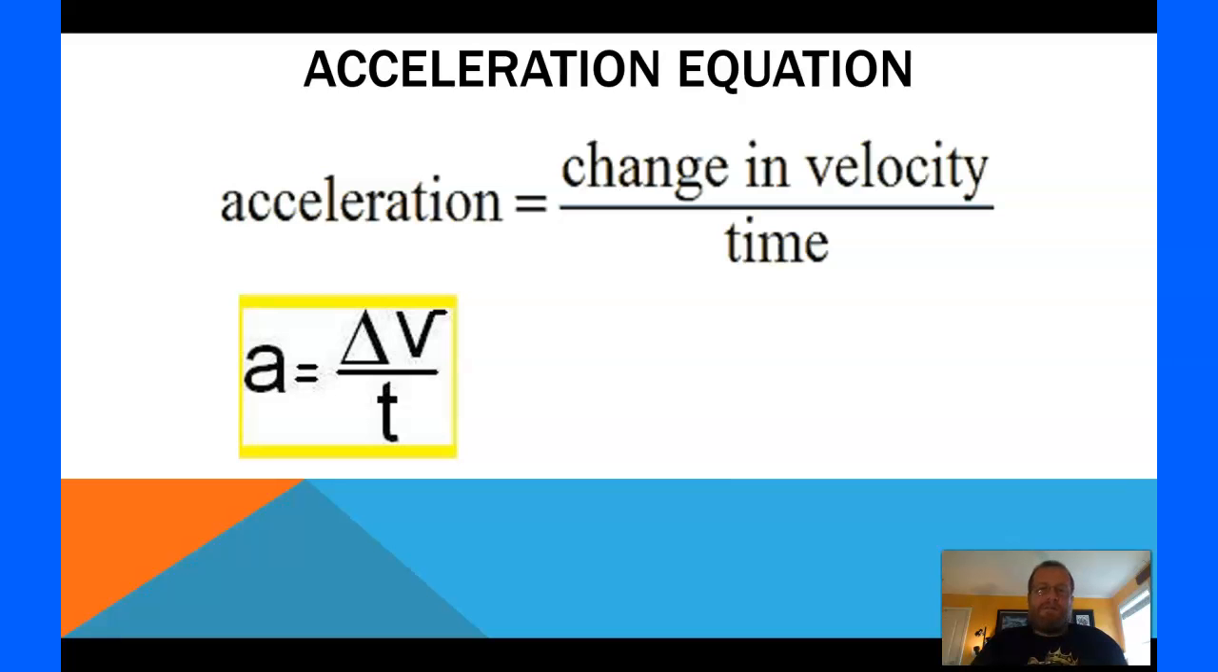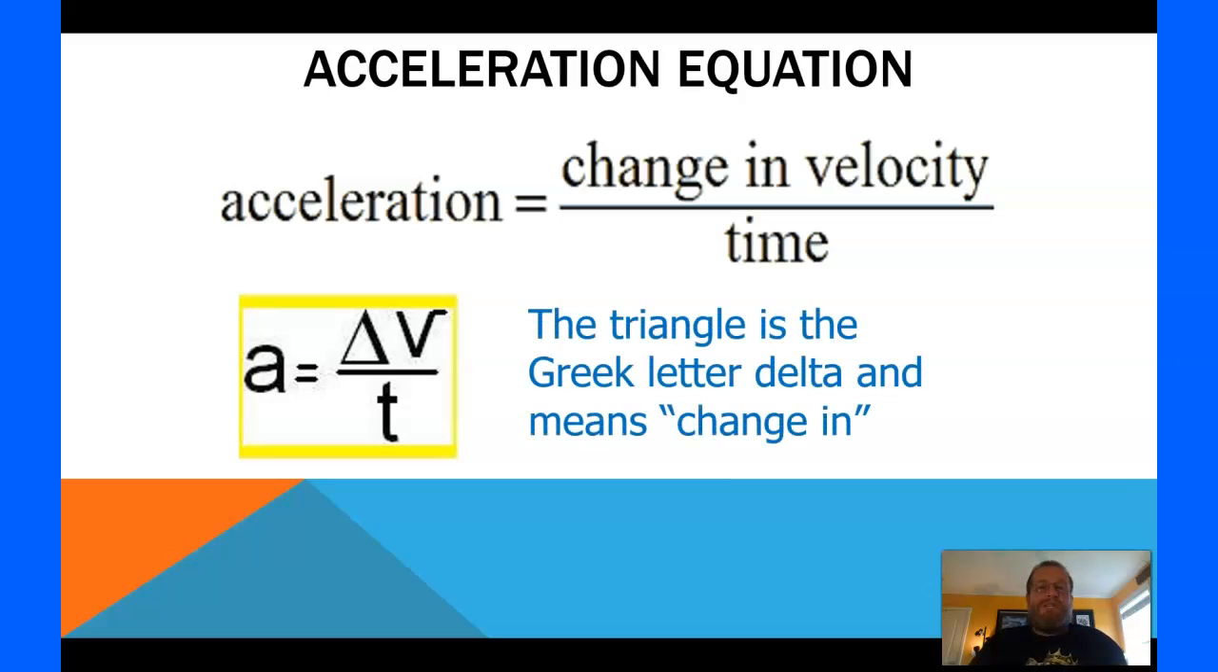It's a triangle. Yes, I know it's a triangle. The triangle is the Greek letter delta. It means change in. So sit back, relax. Don't write this down. Just listen and read along with me, okay?